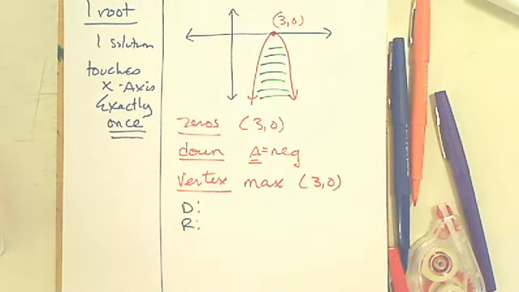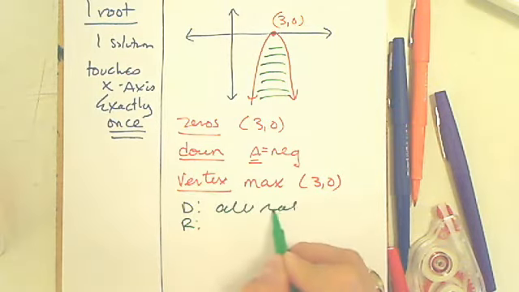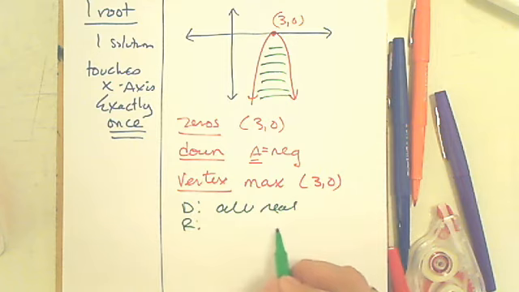Domain and range, Hannah? Domain? All real because the arrow goes on forever. And the range? What's the highest y value? 0. It can be less than 0, because it's going to be falling down, right?